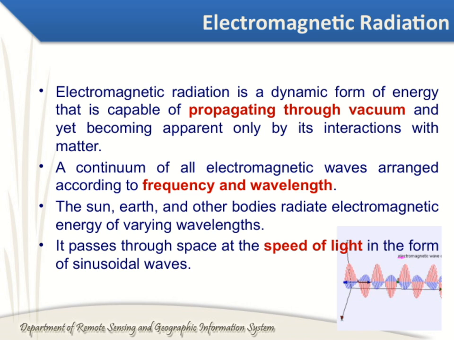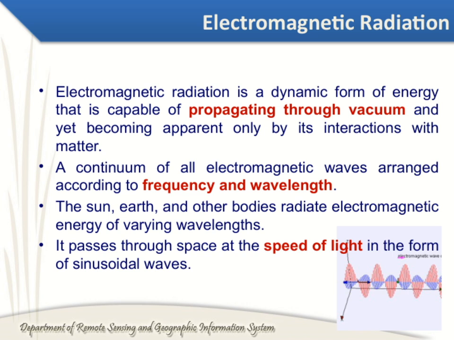Now, if we look at all the electromagnetic waves together, they form a continuous spectrum, ordered by their frequency and wavelength. This spectrum includes everything from radio waves to gamma rays, with each type having its own unique properties. The Sun, the Earth, and other celestial bodies all radiate electromagnetic energy, but the wavelengths they emit vary greatly. Some wavelengths are visible to us, like sunlight, while others are invisible but still critical, like X-rays or radio waves.